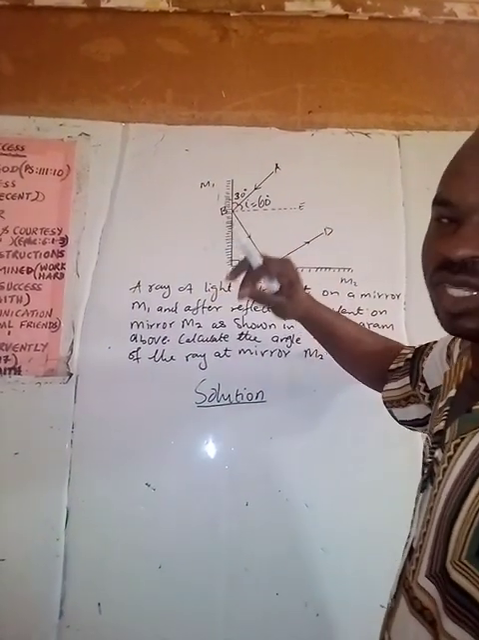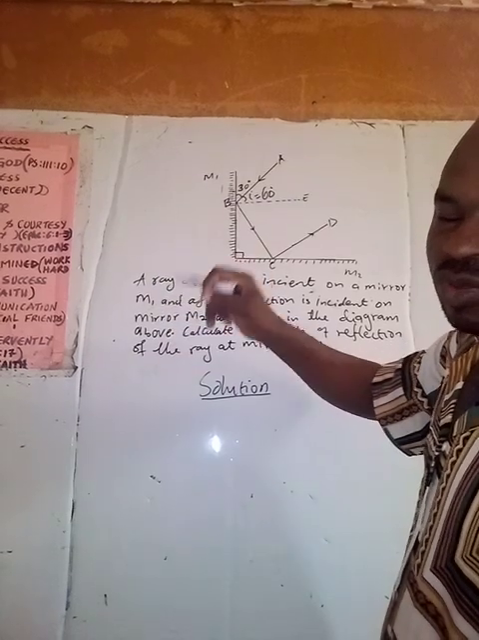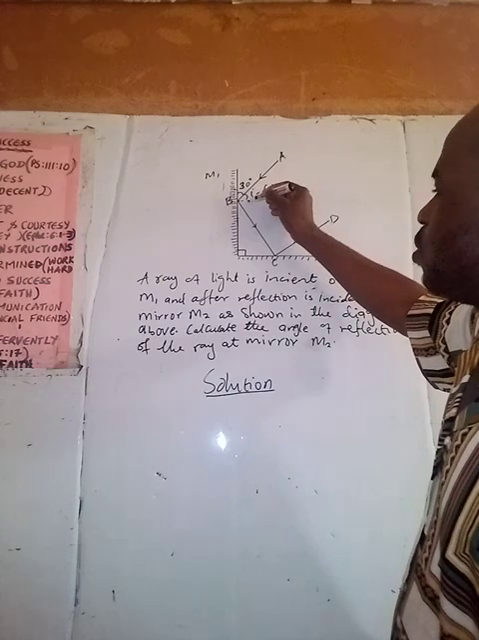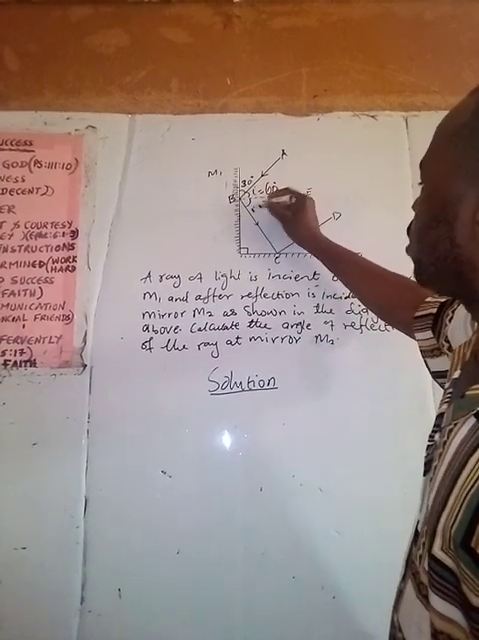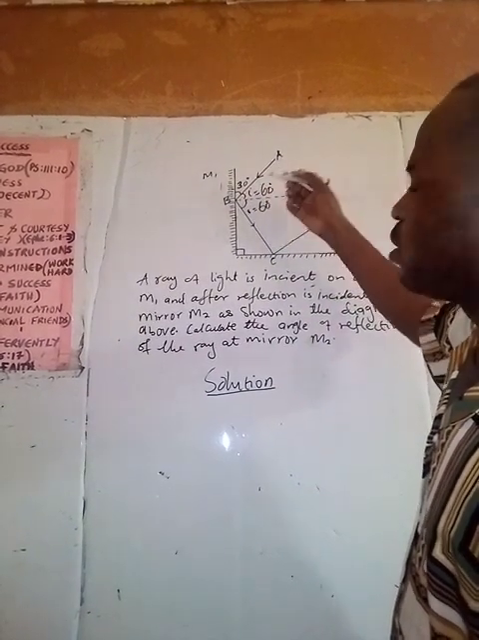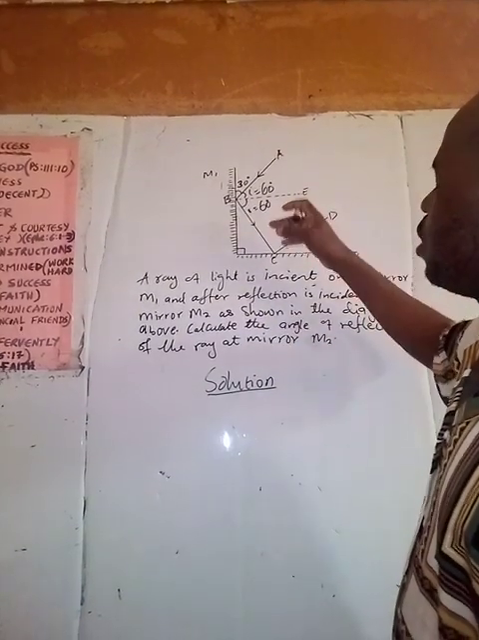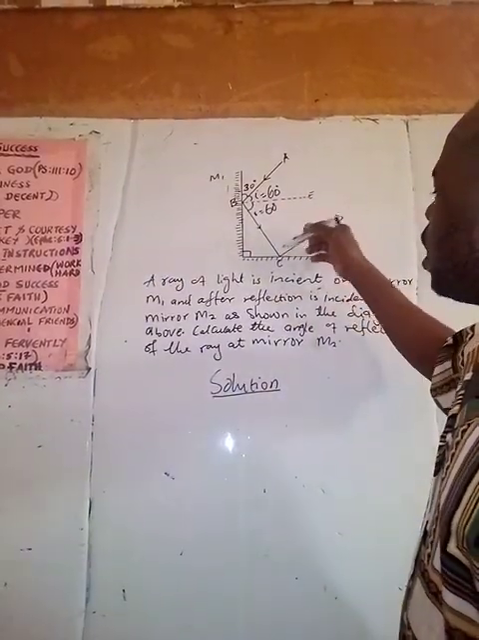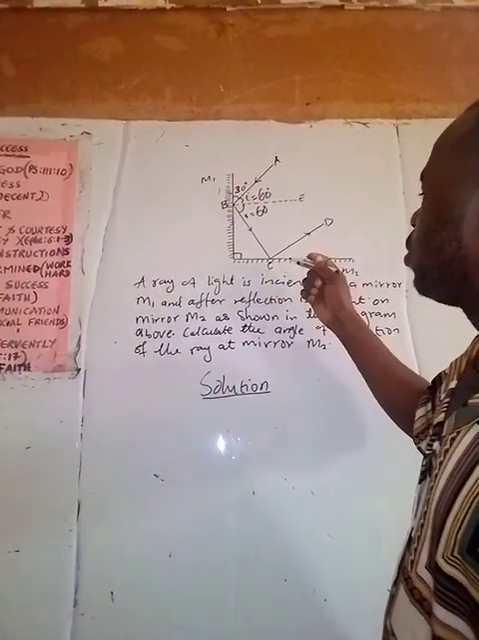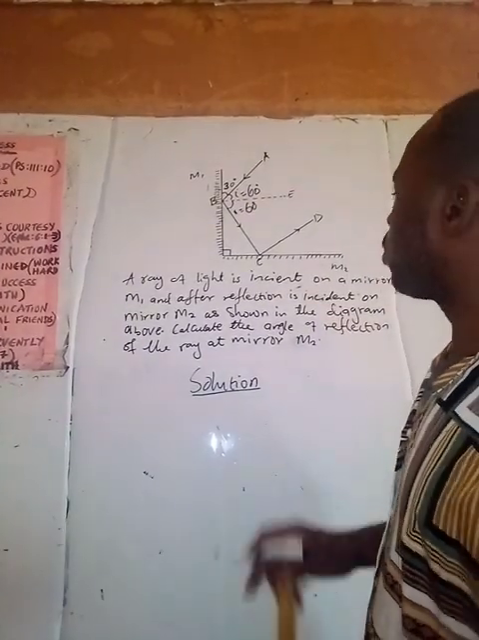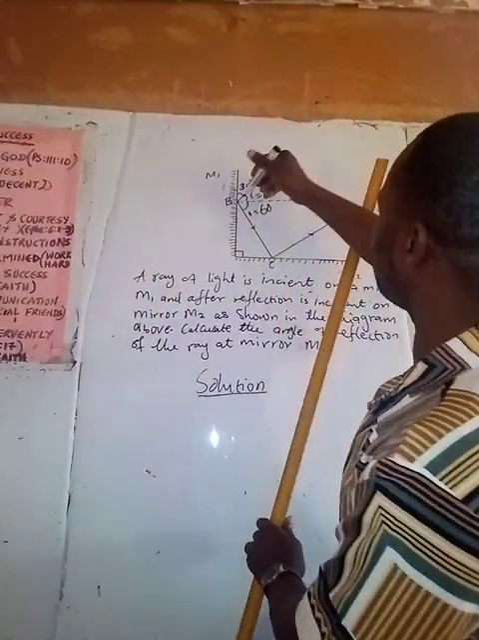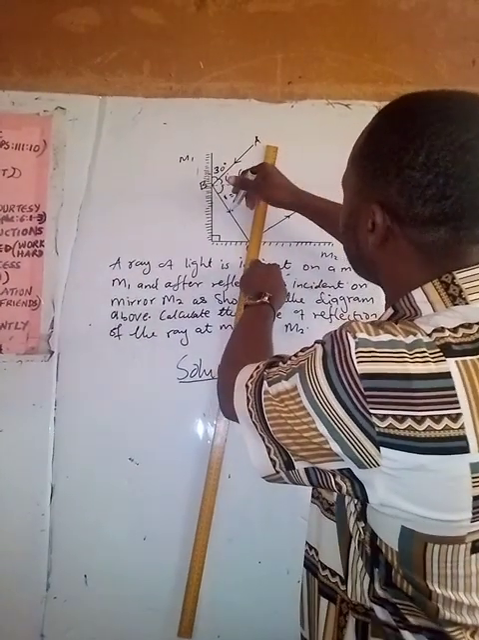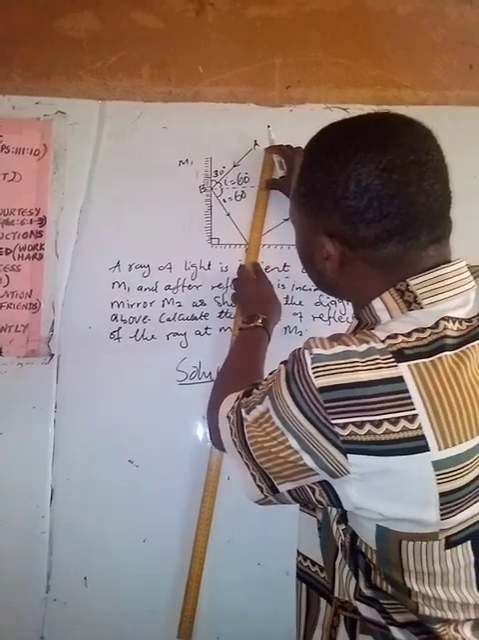So what next? Remember, the law of reflection states that the angle of incidence is equal to the angle of reflection. So if this angle is 60, definitely this one is going to give us 60 as well. So this is R, the angle of reflection, which is 60 degrees. So we have succeeded in obtaining the angle of incidence and angle of reflection. So how do we now get the angle of incidence and angle of reflection in the second mirror? We are going to extend a normal in the second mirror, and the normal is between this ray and this particular one.